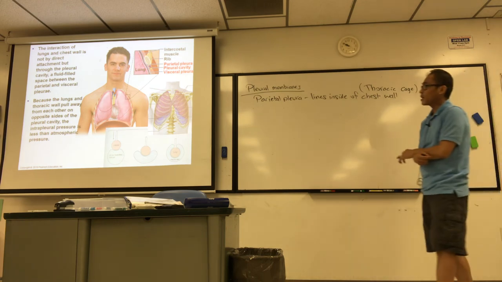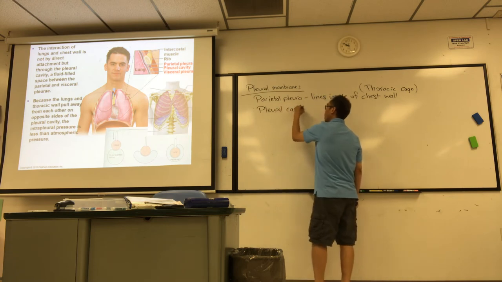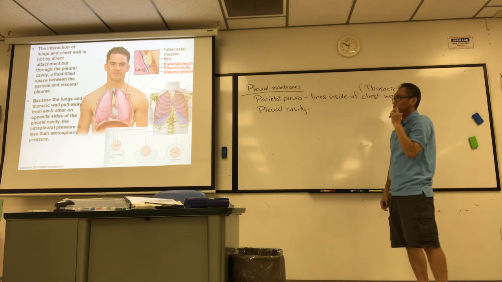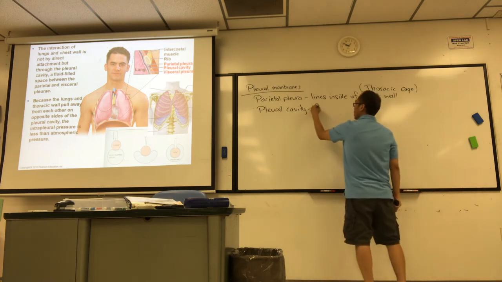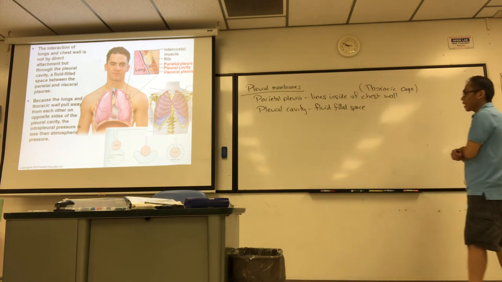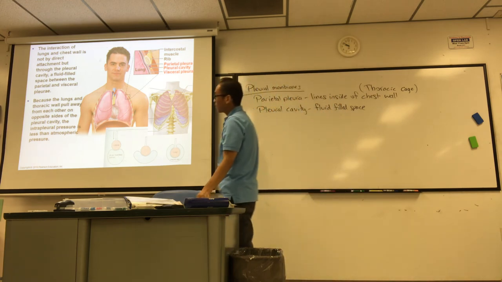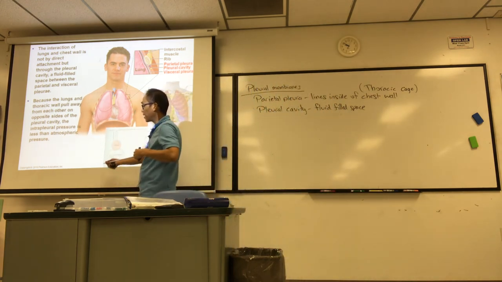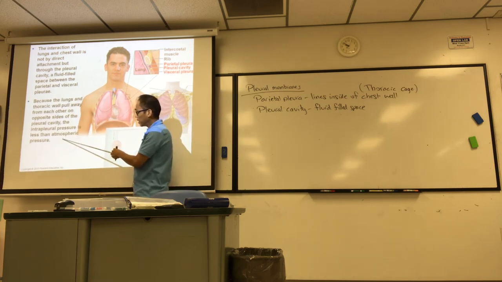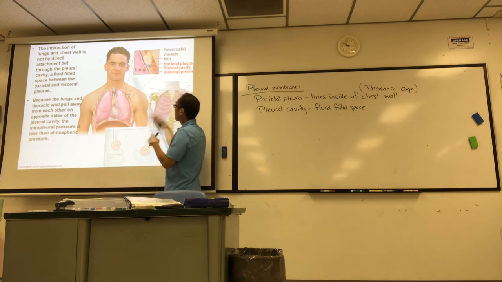Okay, well anyways, separating the parietal from the visceral pleura is the pleural cavity. It's a tiny, thin, fluid-filled space. In that cavity, think of it as a seal. It's keeping the lung stuck to the chest wall. Let me read my second bullet point: because the lungs and thoracic wall pull away from each other on opposite sides of the pleural cavity, the intrapleural pressure is less than atmospheric pressure. So basically what I'm saying is there's a negative pressure inside this tiny little space.